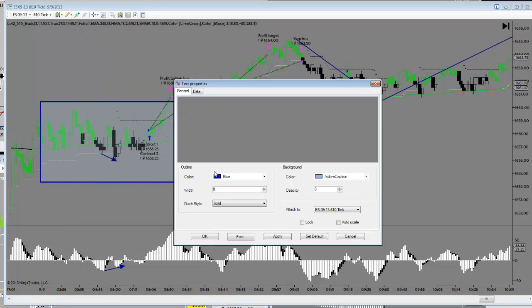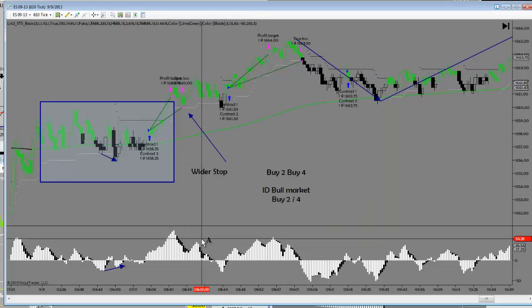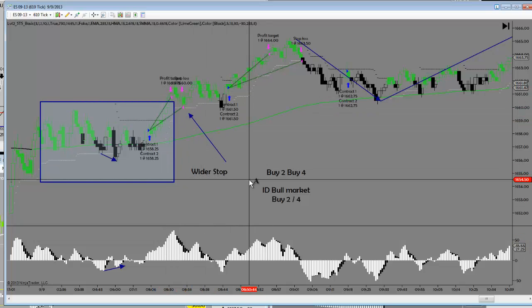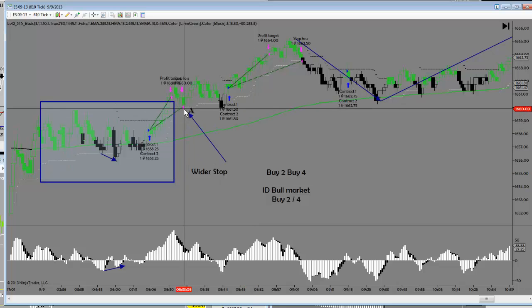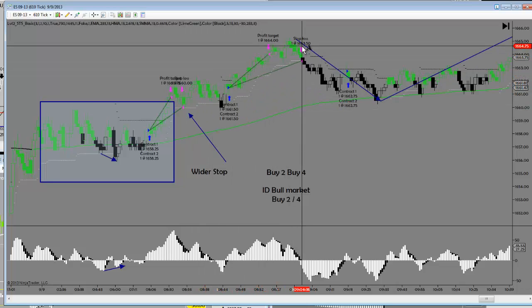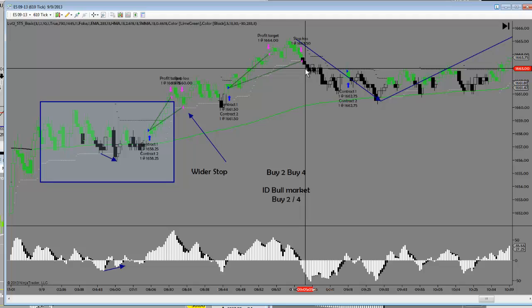Survey says wider stop. So that's one thing to consider when I look at the visual tendency that I recognize right here. Had I had a wider stop, I would not have been stopped out on the balance of the trade right here, which would have allowed me to stay long through this directional move. So if I widened my stop, I would have exited up here on the second contract instead.